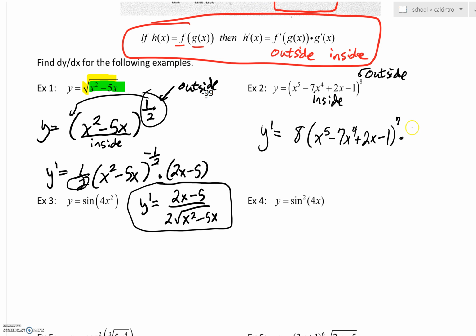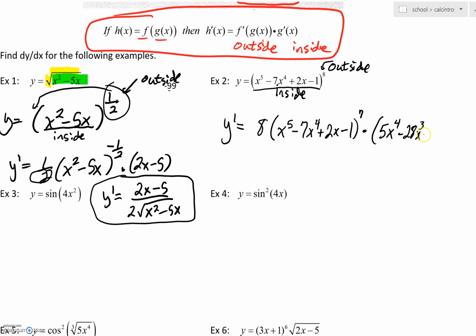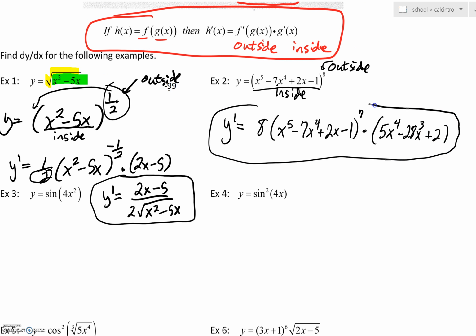Am I done? No, I got to take the derivative of this inside part. What's the derivative of the inside? 5x to the fourth minus 28x to the third plus 2. Now, here, guys, you really can't combine anything else. You're really just done. Okay? You've taken the derivative of the outside multiplied to the derivative of the inside. It might not shock you to hear that one of the biggest mistakes is for kids to forget to take the derivative of the inside. Okay?